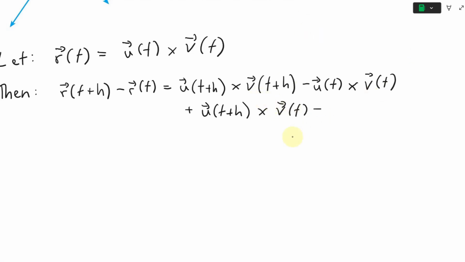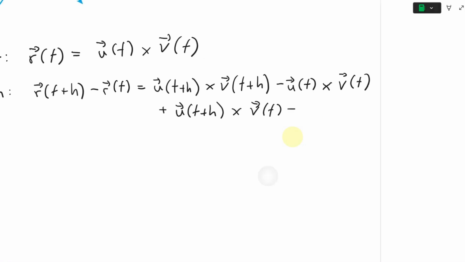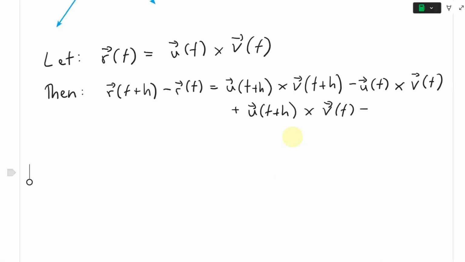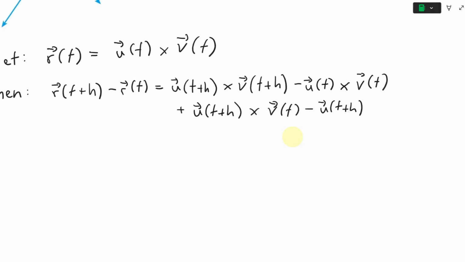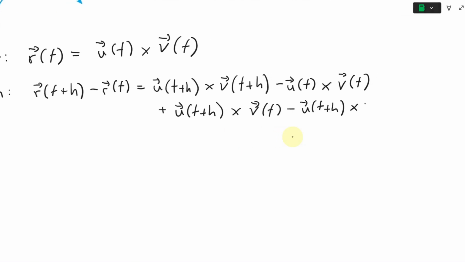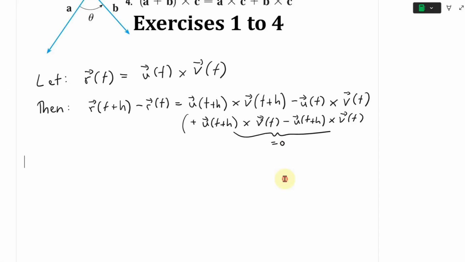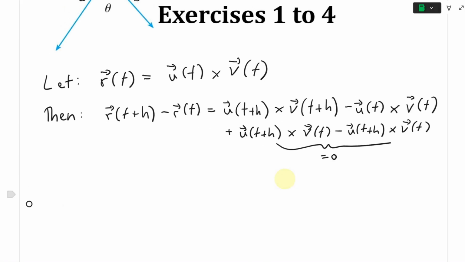And then it's going to subtract it as well, so that we don't change anything. So this is still going to be equal to 0. So plus u of t plus h cross v of t, like that. All right, so then this right here just equals 0. So we're not changing anything there. I'll just leave it like that, without a bracket, since I quickly shrunk it and paused it.